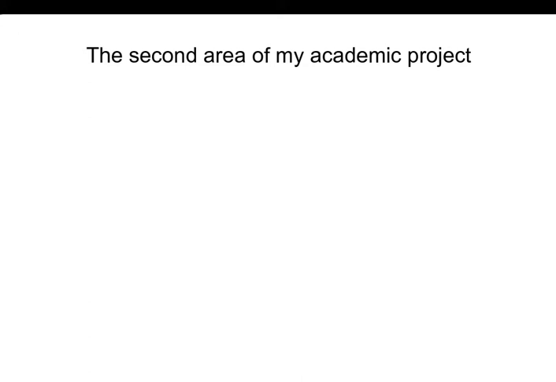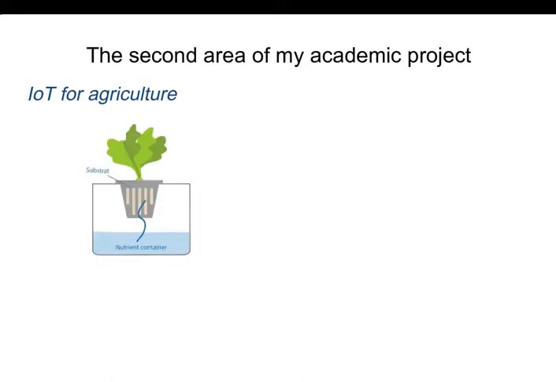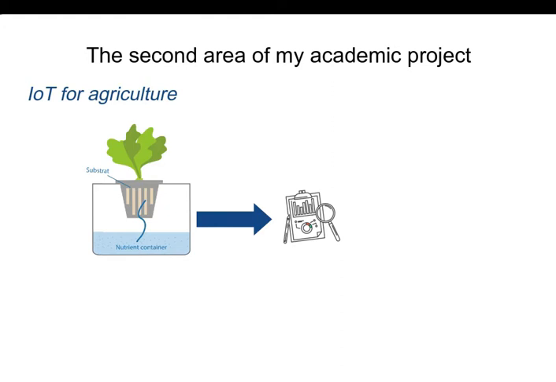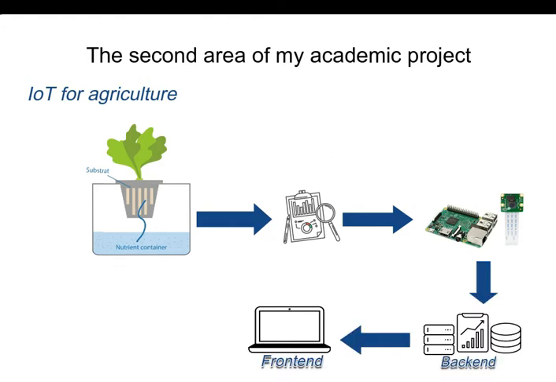The second area of my academic project is Internet of Things for Agriculture. In this case, the first connected thing is a plant. It is watered with the hydroponic technique, and at the same time, the plant is surrounded by a number of sensors and other electronic components. The plant communicates some data with the second connected thing, which is a microcomputer associated with a camera, and this microcomputer will send the data received directly to the web application so they can be clearly visible to the user.